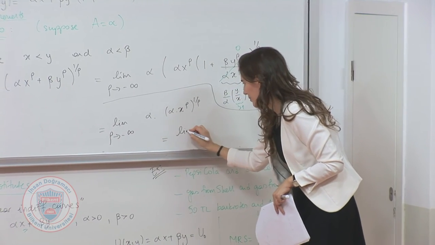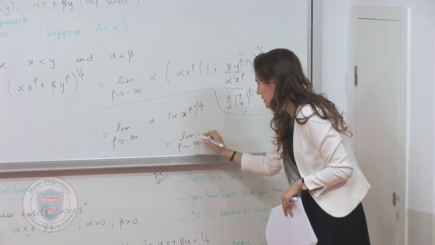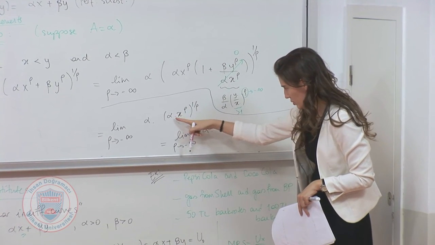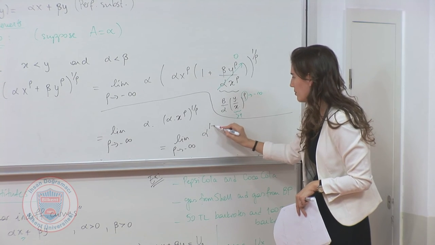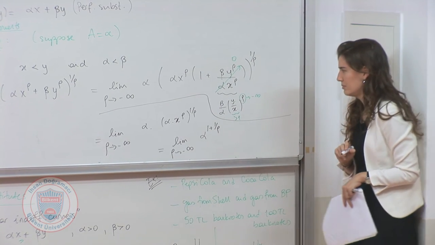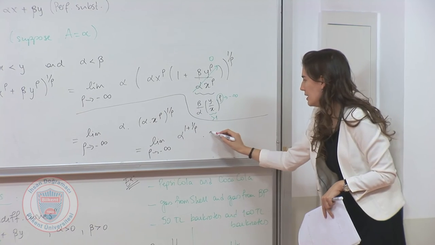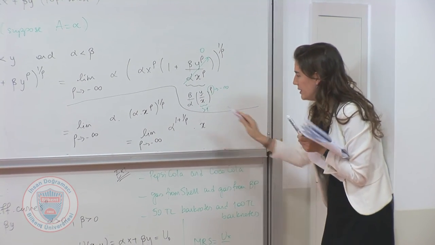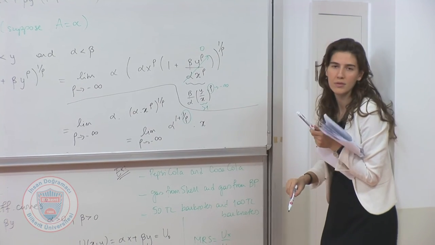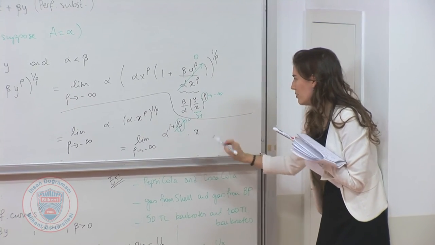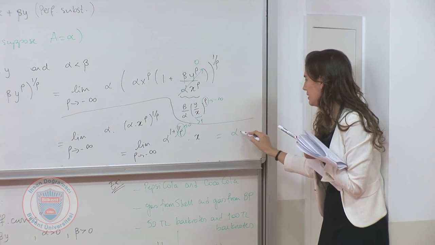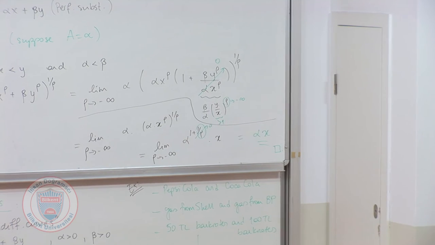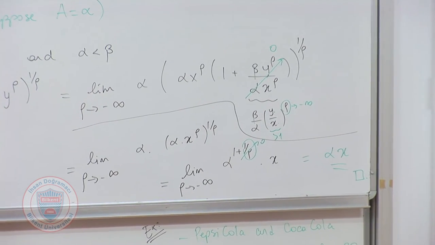So the limit as rho goes to minus infinity, right? Alpha times alpha, so you can actually take alpha, is that correct? Yeah. Times X, right? So when this goes to minus infinity, what is this? Zero. So this goes to 0. Now you see that in the limit, this is alpha X. Done. So you see, we actually made it.